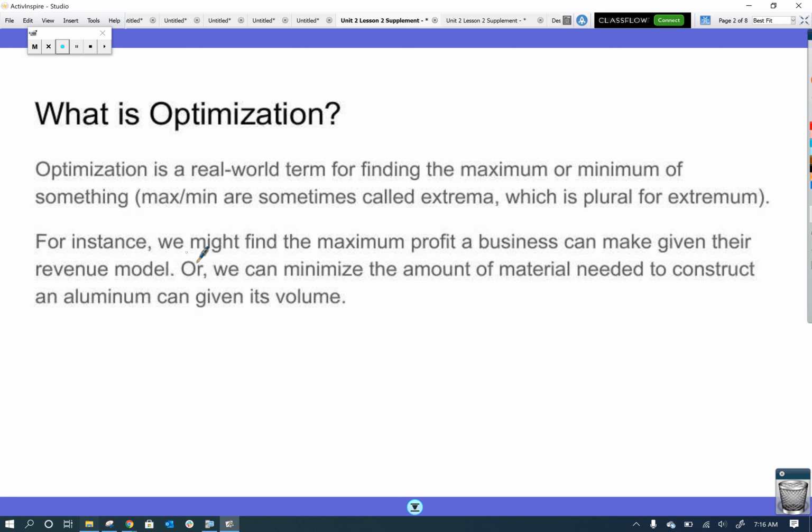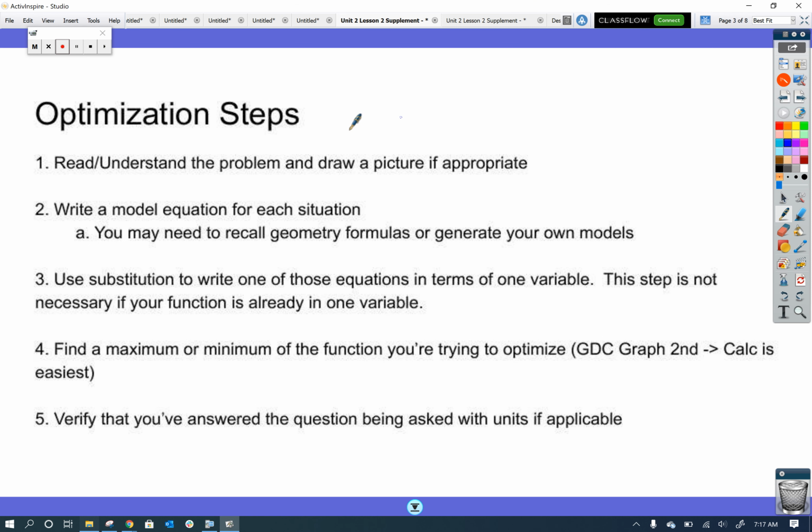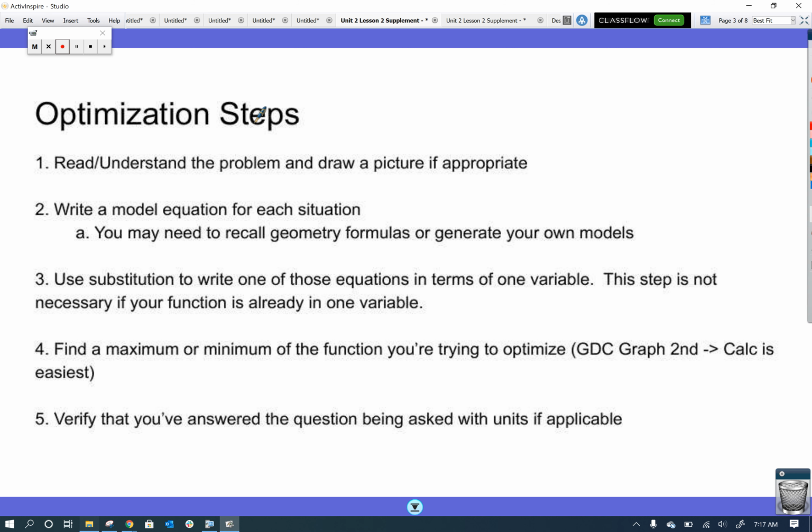For instance, we might find the maximum profit a business can make given their revenue model, or we can minimize the amount of a material needed to construct an aluminum can given its volume. So those are some examples of optimized things, maxes or mins. All right, these are some steps for optimization, and these might seem a little vague at first, but it'll make more sense once we actually see a problem.